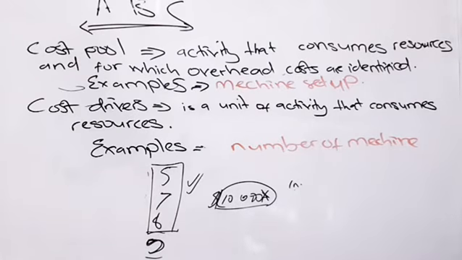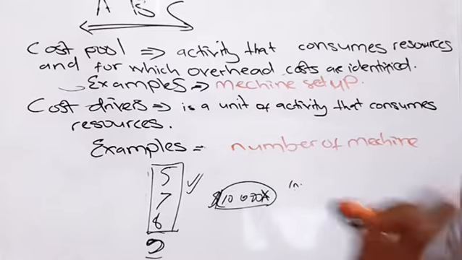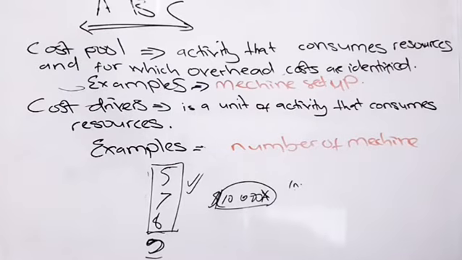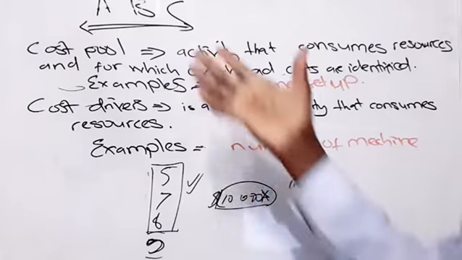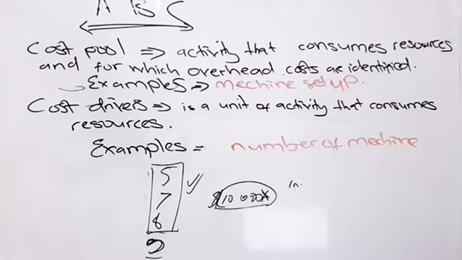So it's an alternative, mostly in this modern environment, where we see that direct costs are very few compared to the fixed costs. So much focus needs to be placed on the fixed costs. That's why we have this method of ABC costing.